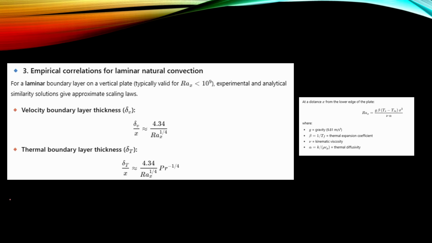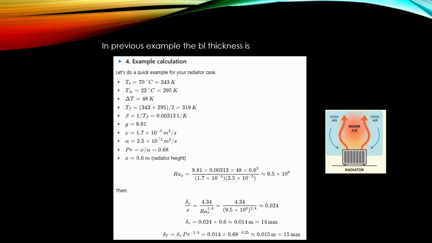If you are interested in boundary layer thicknesses, you can use this function. This is for velocity boundary layer thickness, and this one for thermal boundary layer thickness. I calculated the thicknesses of the boundary layers for our previous example, and the velocity boundary layer thickness was 14 millimeter, and the thermal boundary layer thickness 15 millimeter.